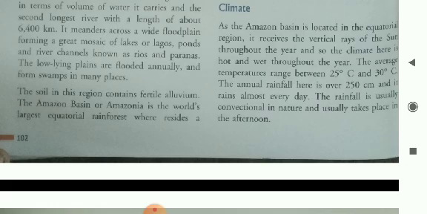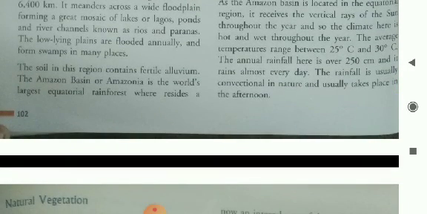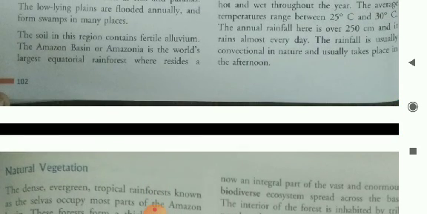It meanders across the wide floodplain, forming a great mosaic of lakes or lagos, ponds, and river channels known as arroyos and paranas. The low-lying plains are flooded annually and form swamps in many places. The soil in this region contains fertile alluvium.